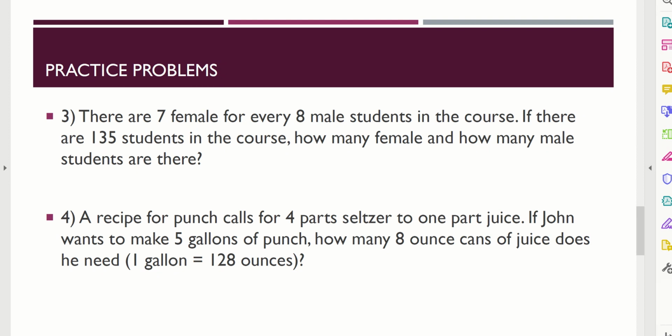If John wants to make 5 gallons of punch, so he wants to make a lot of punch, how many 8-ounce cans of juice does he need? There's a couple things in this. This guy John wants to make 5 gallons of punch, and he wants to know how many 8-ounce cans of juice he needs. And he's telling us that each gallon is worth 128 ounces. So there's a bunch of things happening here.